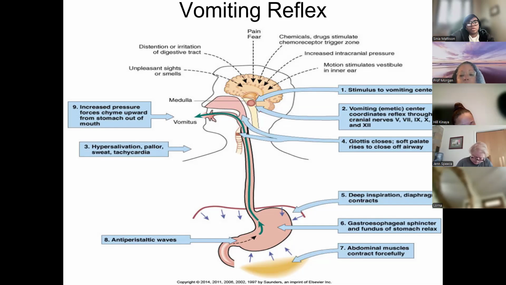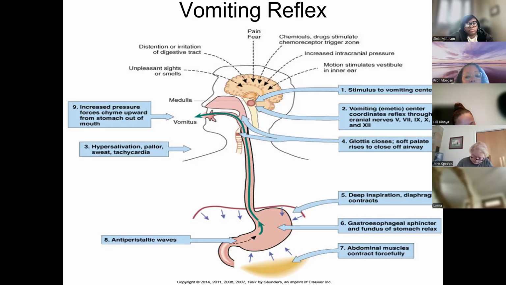And you have increased pressure with the chyme that forces that chyme up and into the mouth. You have usually hypersalivation. So, usually, when this vomiting process is going on, you're secreting a lot of saliva. A lot of times, you have pallor, sweat, and tachycardia from vasoconstriction.